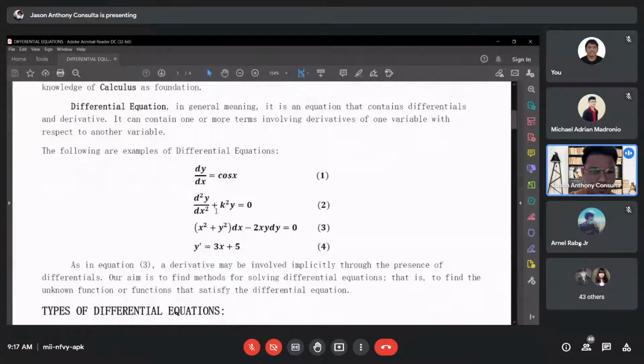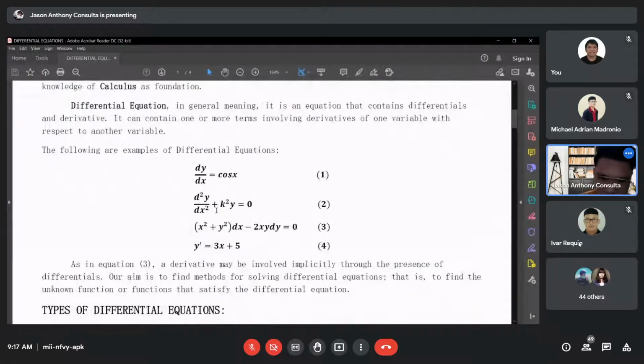So, tingnan natin itong equation number 3 muna. Balikan yung equation number 3. So, a derivative may be involved implicitly through the presence of differentials. Yun nga yung in-explain ko kanina, where our aim is to find methods for solving differential equation. That is to find the unknown function that satisfies the differential equation. So, we have to regroup this one in order for us to solve the differential equation.